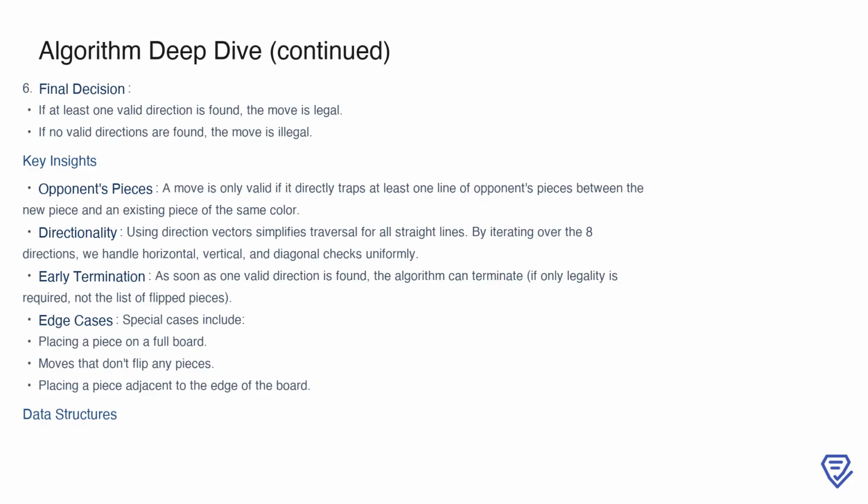This logic highlights a few key insights. First, a move is only valid if it traps at least one line of opponent's pieces between the new piece and an existing piece of the same color. Second, the use of direction vectors simplifies the algorithm, as it allows us to handle all 8 directions uniformly. Additionally, we can optimize the algorithm with early termination. Once we find one valid direction, we don't need to check further if we only care about legality. Finally, edge cases, such as placing a piece on a full board or making a move that doesn't flip any pieces, must be handled carefully to ensure correctness.